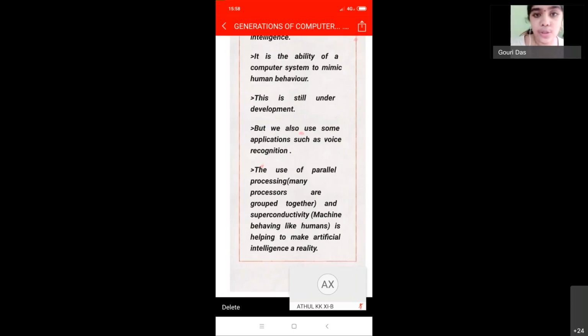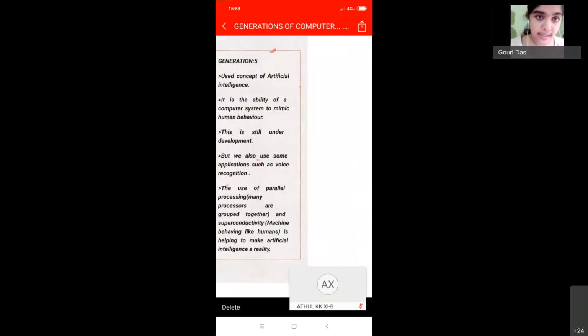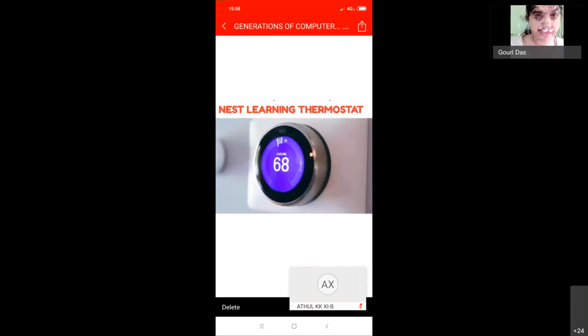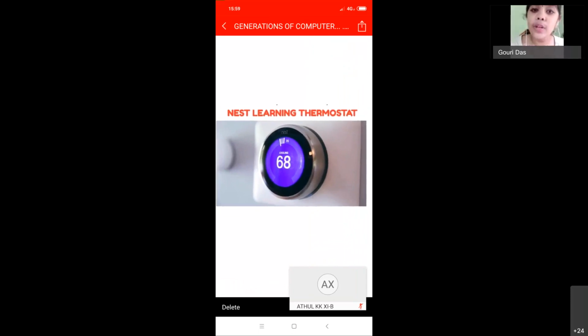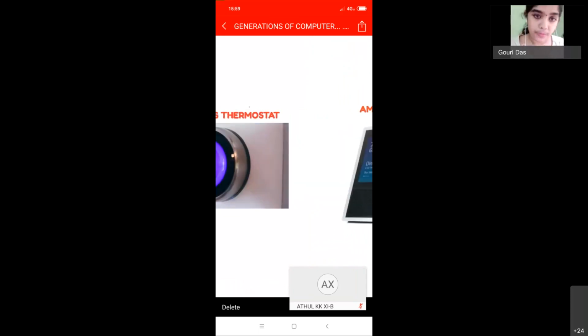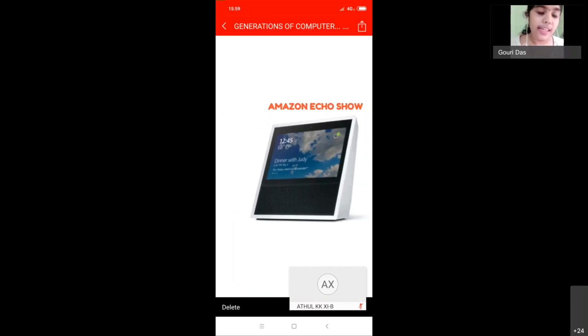These are two devices where we use the concept of artificial intelligence. The Nest Learning Thermostat is an example of that. And the next is the Amazon Echo Show, with voice recognition. These are two examples of the artificial intelligence concept.